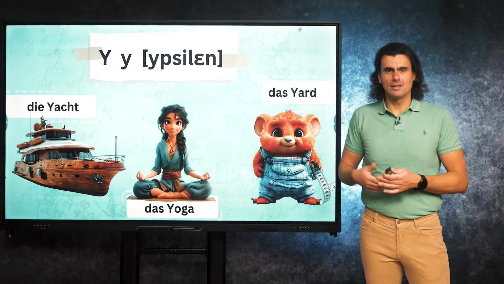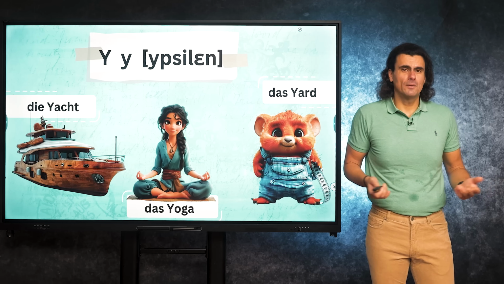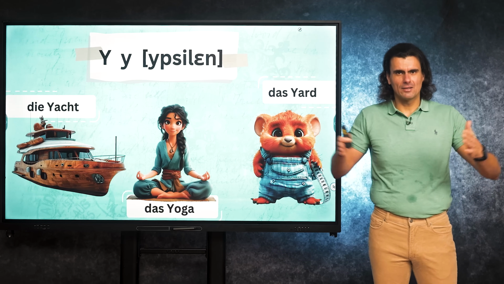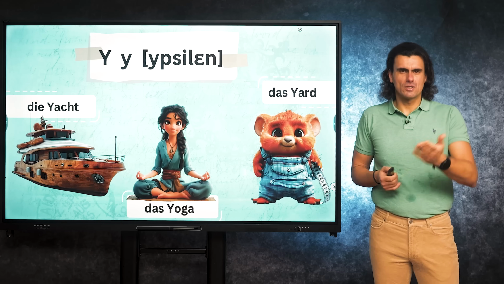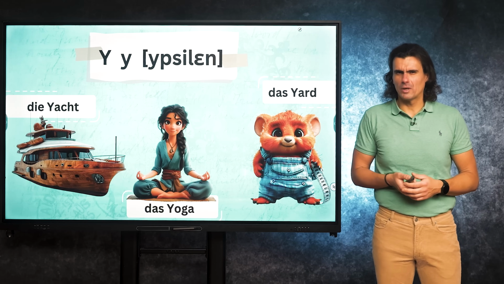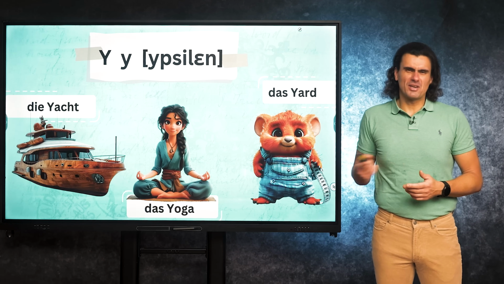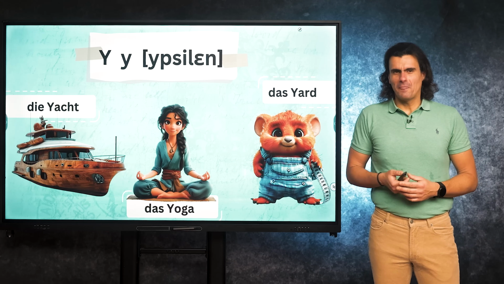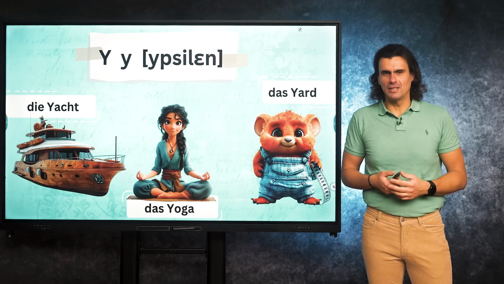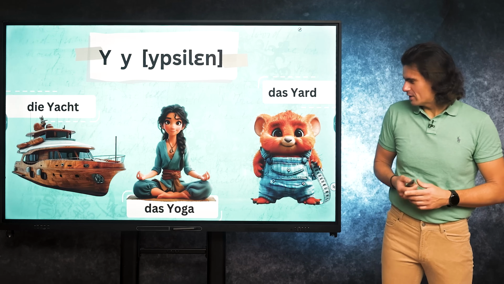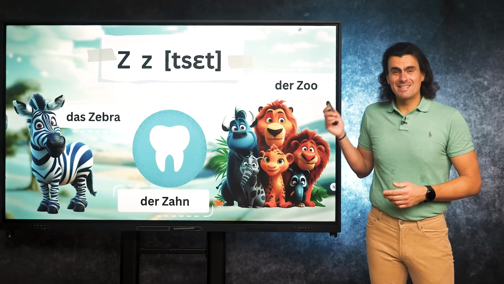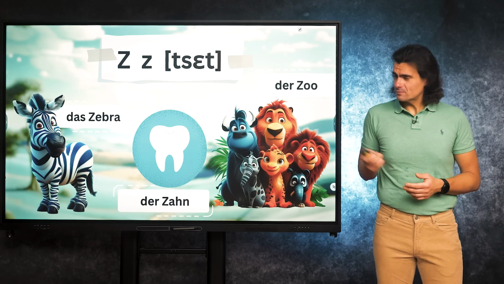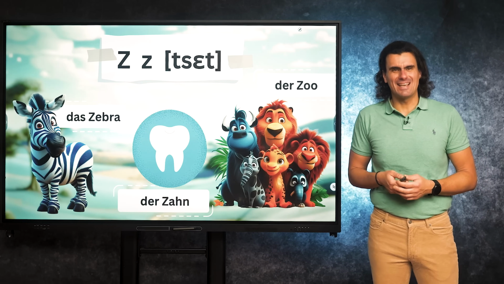Die Yacht, here it is a J. Das Yoga, again it's J. Und das Yard. Das Yard is a length, which I think that if you are from England, you know what it is. If you are from America, you actually have to fly over the Atlantic to find out how long a yard is. I can just tell you it's 3 feet, but I'm not going to tell you how long a foot is.